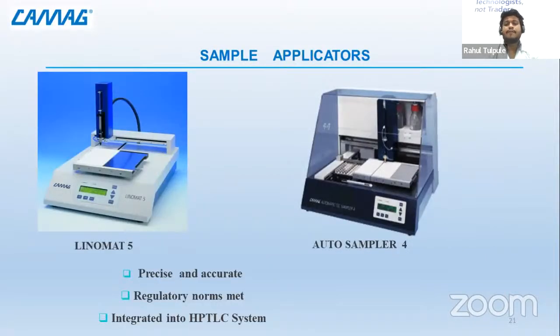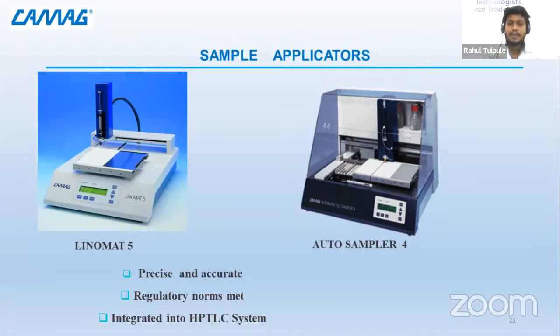So this is where I wanted to introduce you to our system hardware. That is the applicators first, Linomat 5 and ATS 4 automatic sampler. Linomat 5 is a semi-automatic instrument. If you are able to see the blue syringe, that part is called a turret, and you have to fill and clean the syringe each and every time manually.